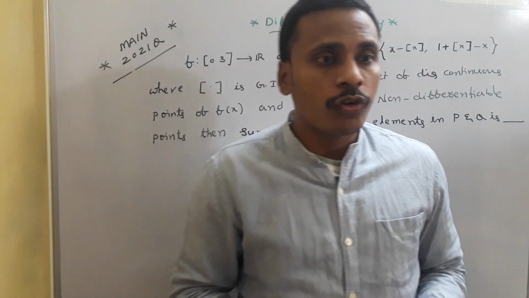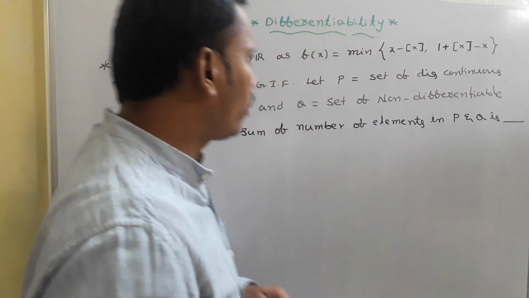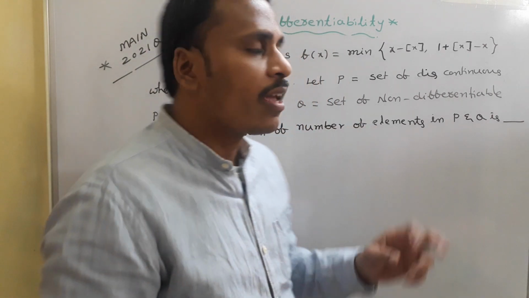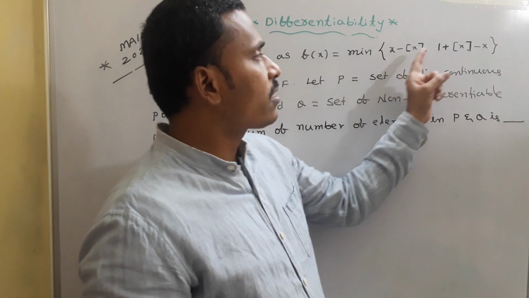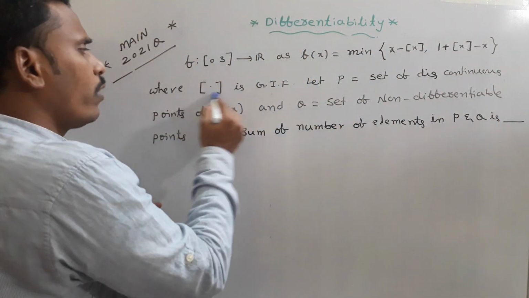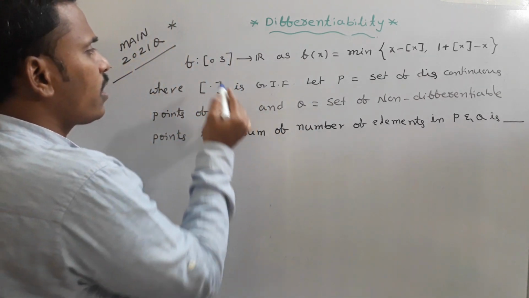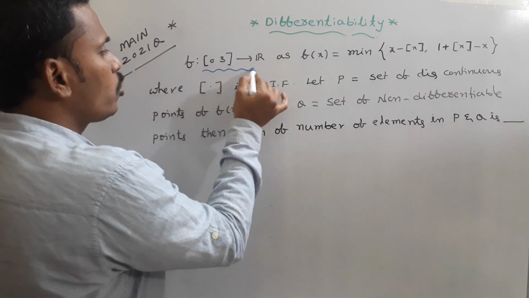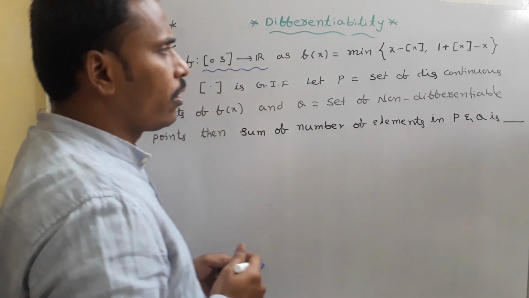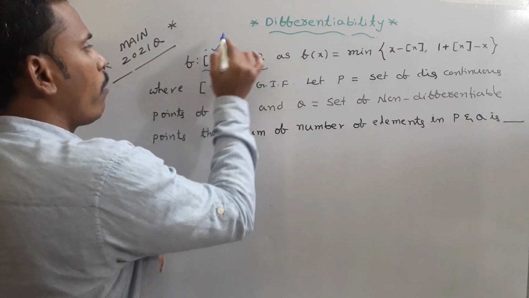It's another Mains 2021 question related to differentiability and continuity. The function f(x) is given as the minimum of x minus [x] and 1 plus [x] minus x. Here [x] is the usual greatest integer function, and f(x) is a function whose domain is the closed interval [0, 3], whereas the range is all the reals, the codomain is the reals. Just identify this domain first.